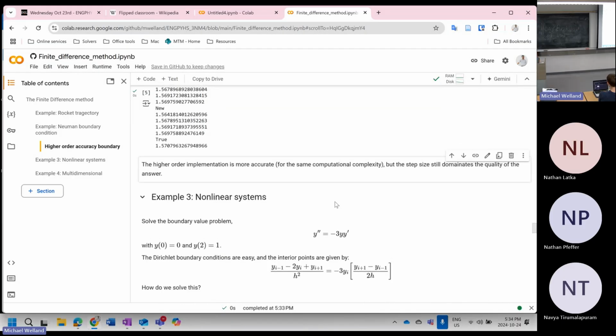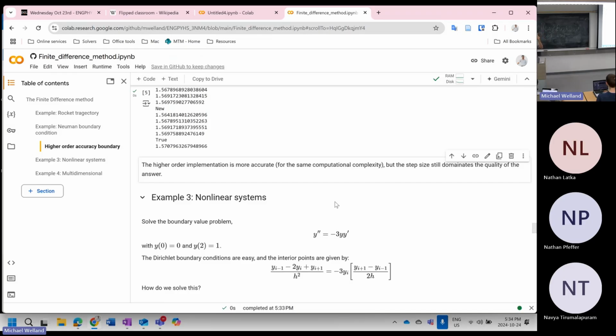It's nice to use these higher order methods, especially at the boundaries. To be entirely honest, your step size dominates everything. If you get the higher step size where you need it, then your answer is going to be quantifiably better. And this is like the big motivation for using something like finite element method, because with finite difference, you need equally spaced data, right? Equally spaced grid sample points.